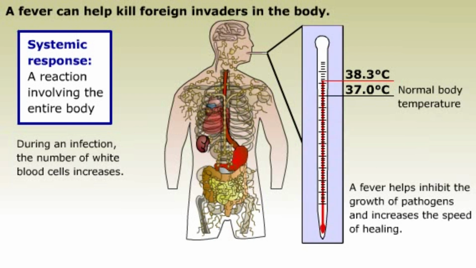Another systemic response is a fever. Some fevers are caused by toxins released by pathogenic microbes. But the body can also cause fever in order to help protect itself. During an infection, certain cells release molecules that cause the body's thermostat to be set at a higher temperature. The increased temperature inhibits the growth of many pathogens. It also increases the rate of repair.